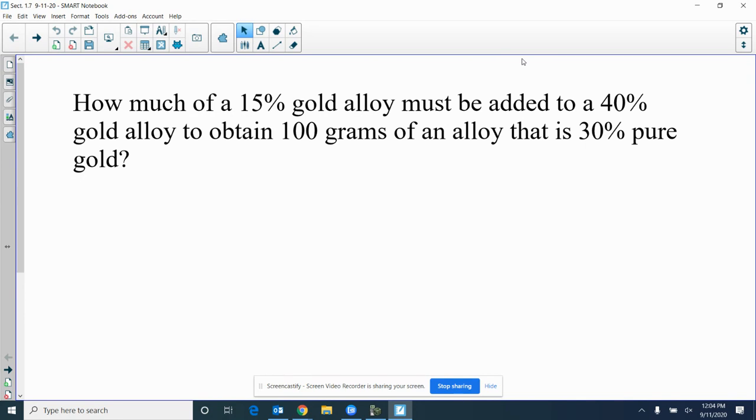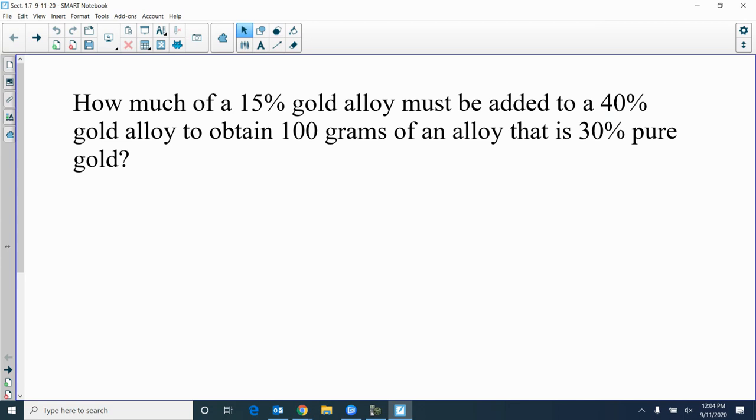Avery, you got it? I got 40 grams of the 15% alloy to 60 grams of 40%. 40 grams is right. Okay, 40 grams and then 60 grams. So if you got that, you're good on that. Now you can do a chart or you don't have to. The key thing here: percent times amount, to get the amount of pure gold. So you've got to figure that out.